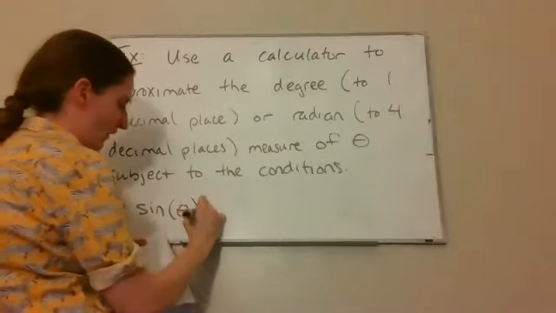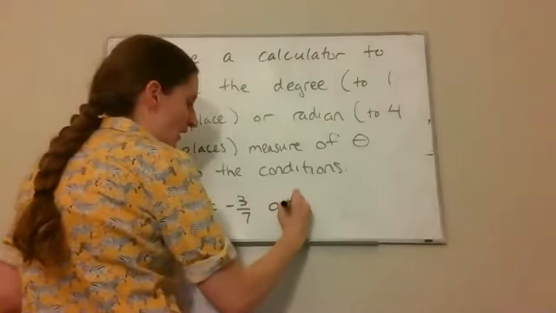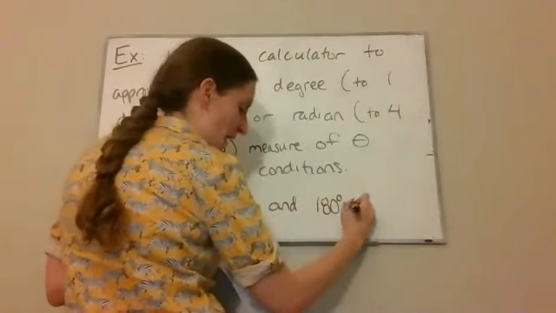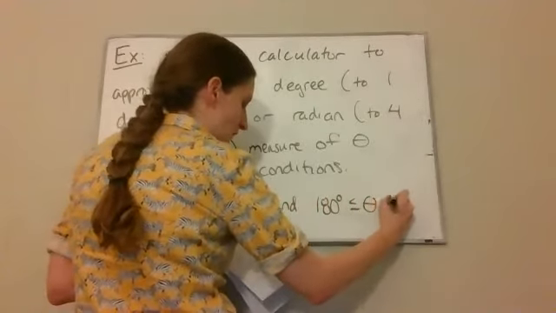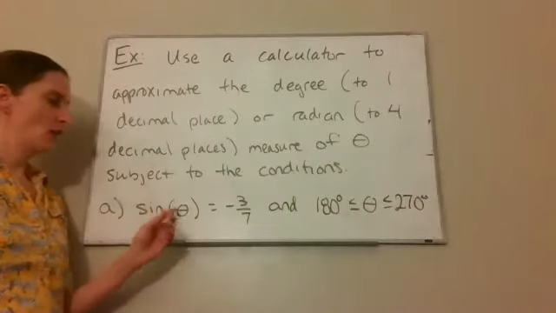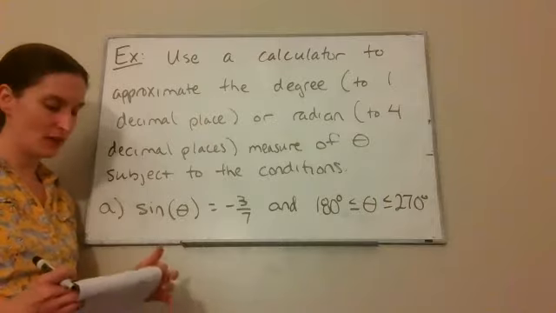I have sine of theta equals negative 3 over 7. And I want my theta to be between 180 degrees and 270 degrees. So in order to find theta, I'll have to do an inverse sine of both sides of this equation.